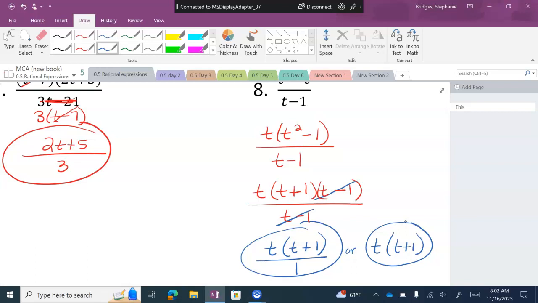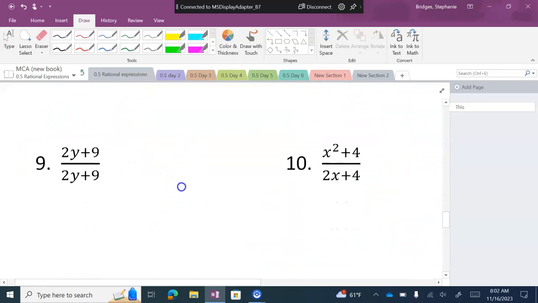How are we feeling about these? As long as we can remember to factor, they're not hard, right? It's just the factoring part. All right.